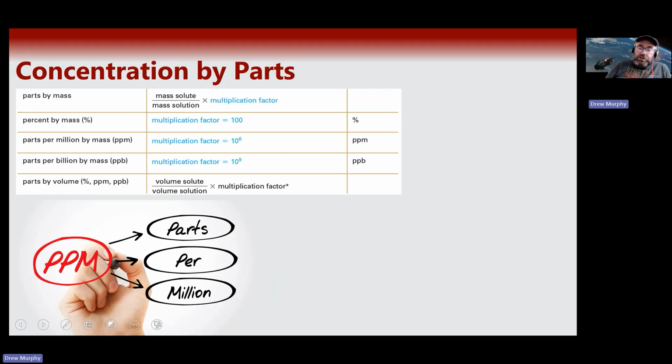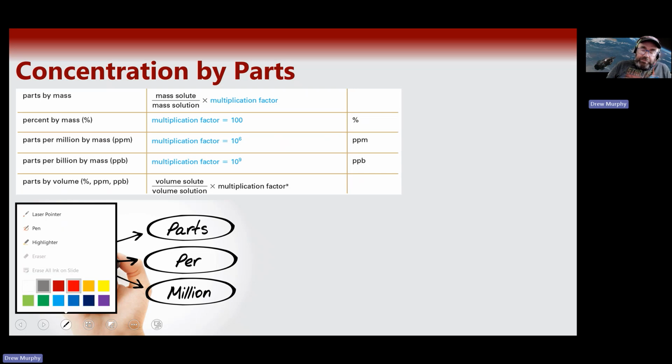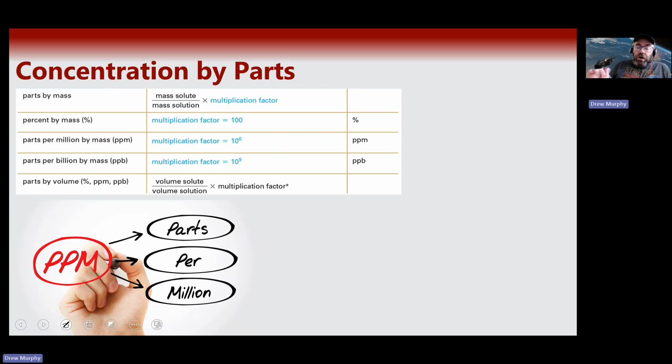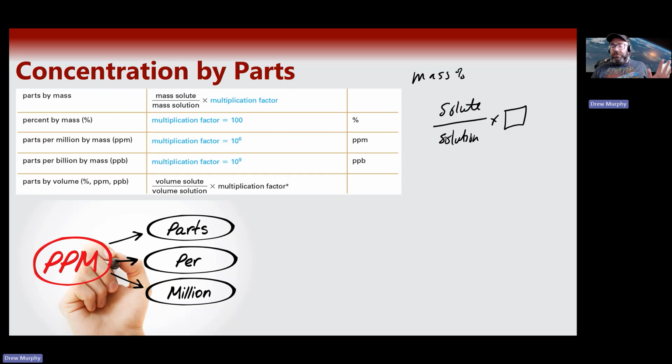All right, other things we can do. I just call this concentration by parts, and this covers a lot of different units. One of these we've already talked about is mass percent. All of these work the same way as percent, and we can do it by mass and by volume. In each case, this is going to be solute over solution times some factor. I'm just going to call this square.